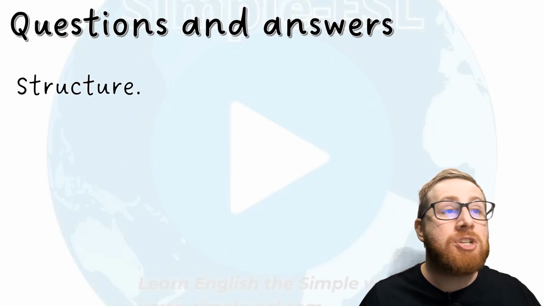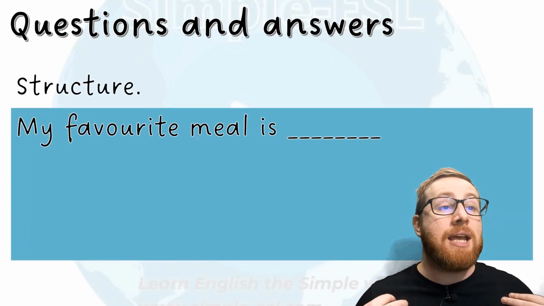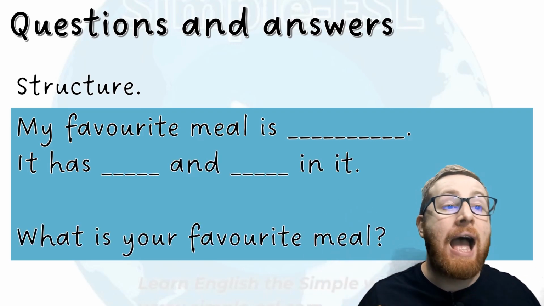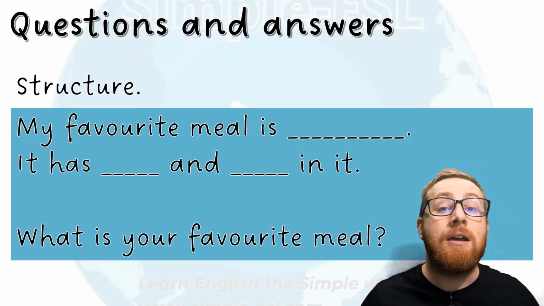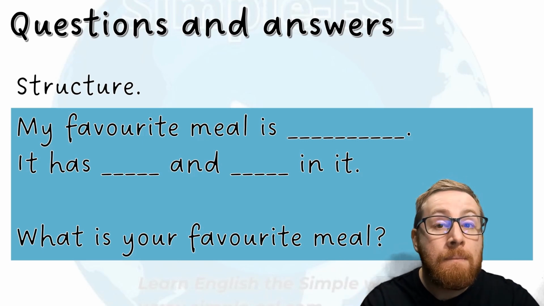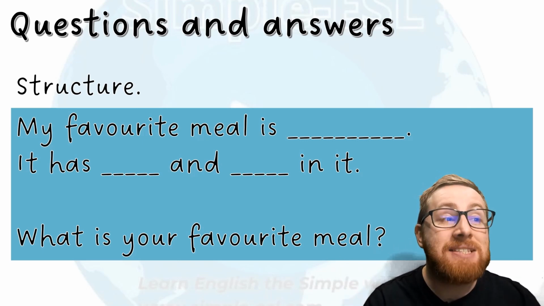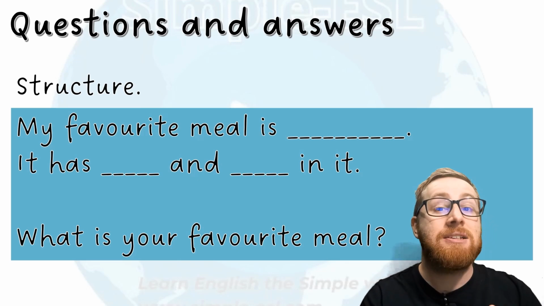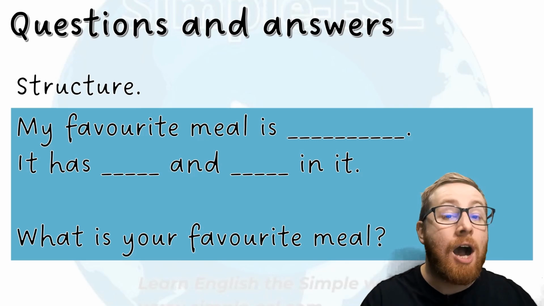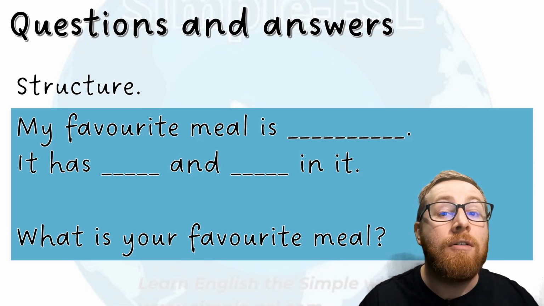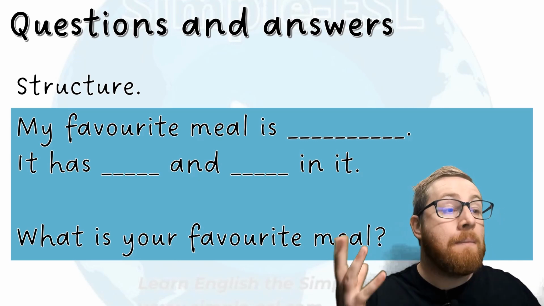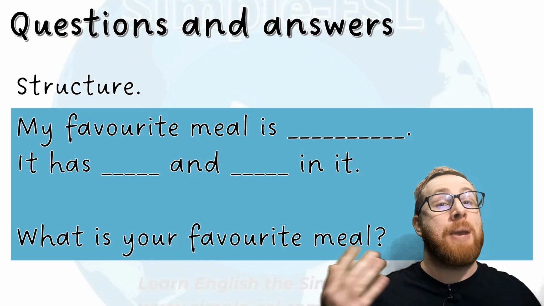So let's build the structure. My favourite meal is, it has, and in it. Fill in the blanks. My favourite meal is, it has, and in it. And you can ask the question, what is your favourite meal? My favourite meal is pizza.